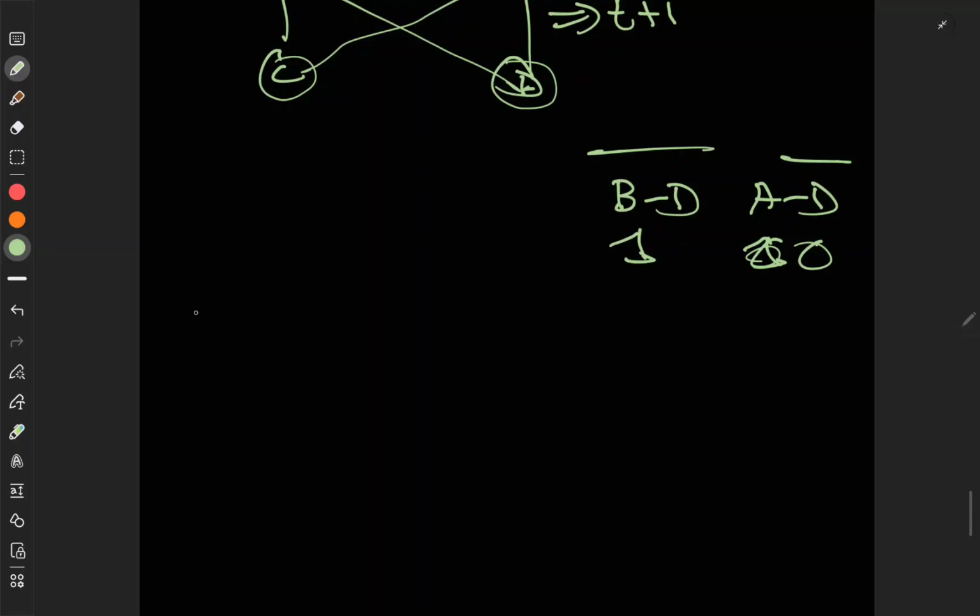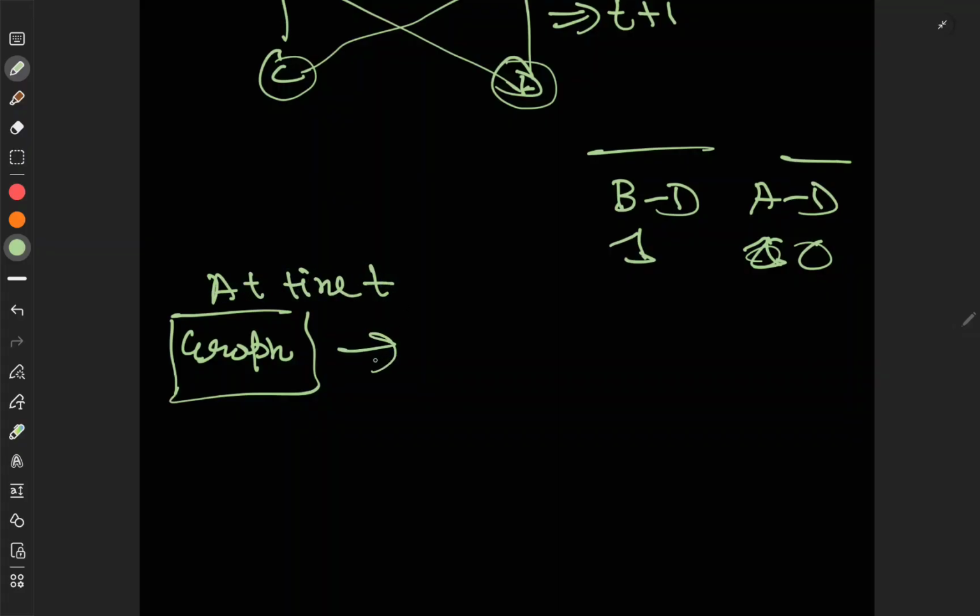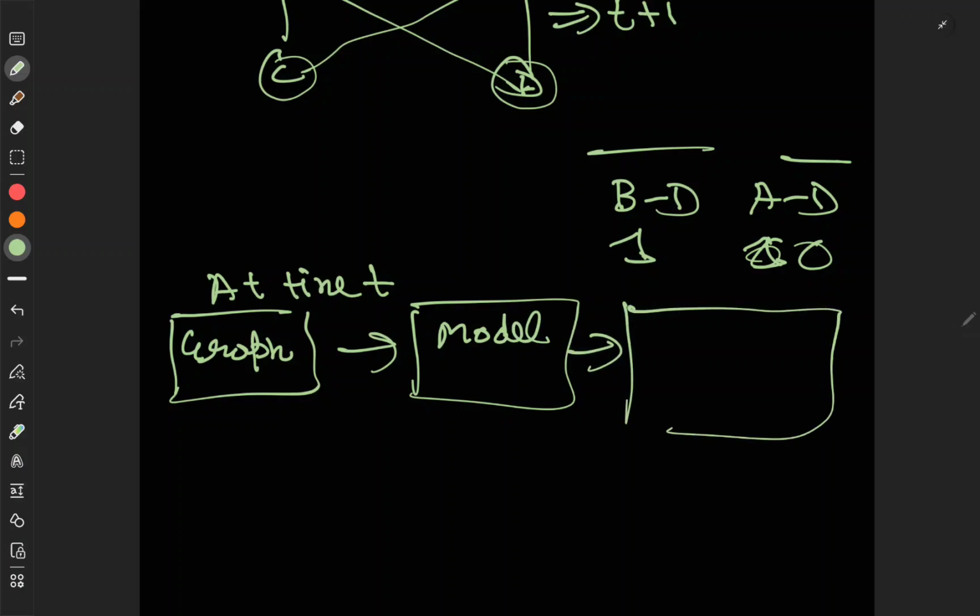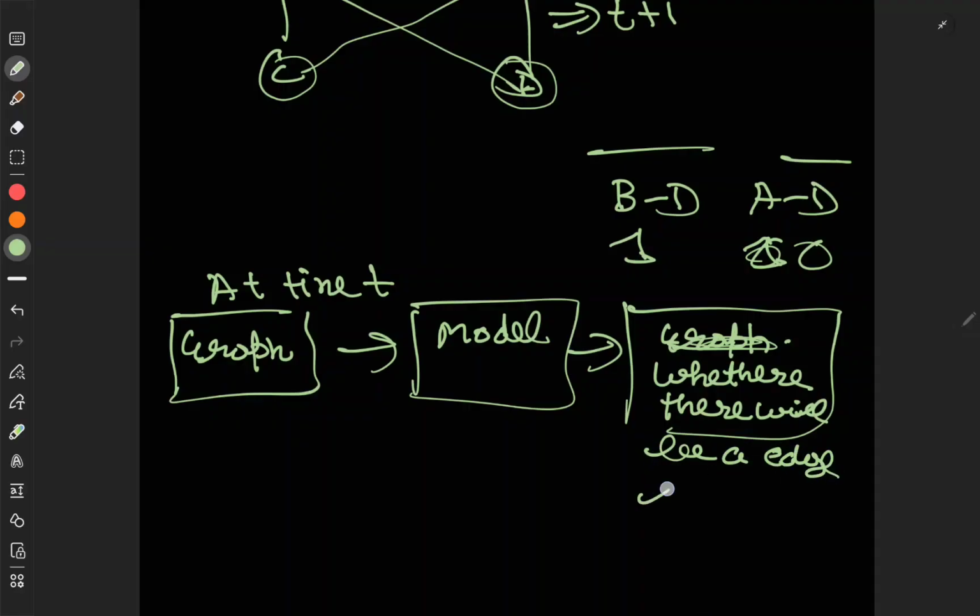So our motive would be to build a model where we give it a graph at time t. This is our model, and the work of this model is to predict whether there will be an edge between two users at time t plus 1 or not.